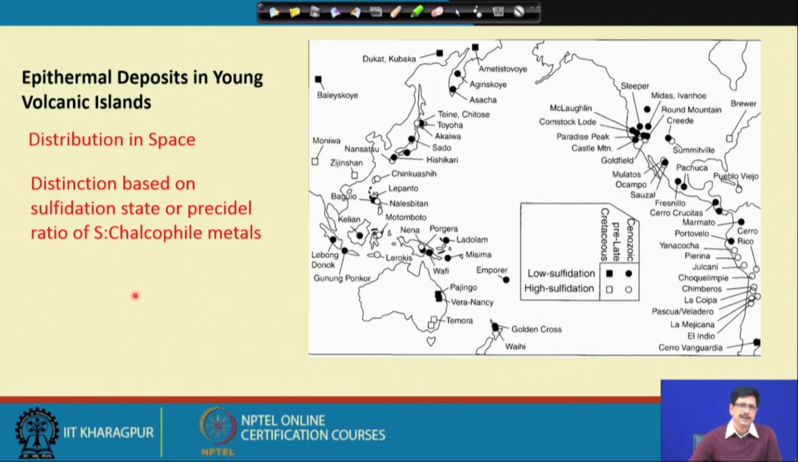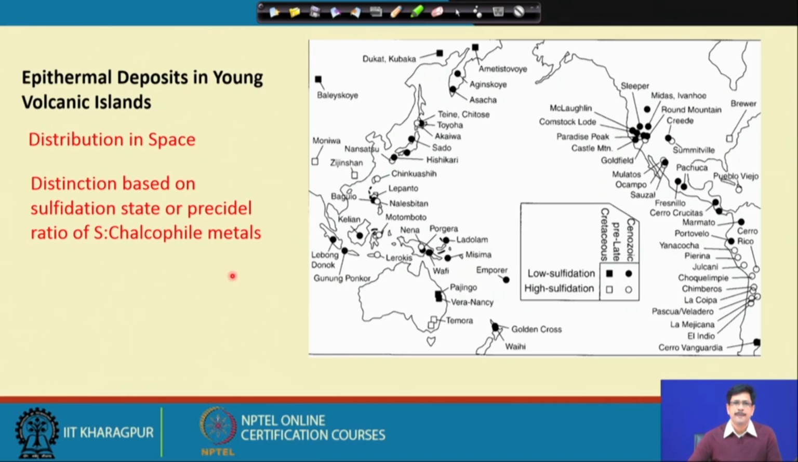It is not exactly that they contain a lot of sulfur, but the deposits essentially have a high sulfur versus chalcophile metals ratio, and their sulfidation state is higher. As expected, the high sulfidation deposits are likely to be dominated by pyrite or bornite mineralogy, whereas the low sulfidation ones will be pyrrhotite and arsenopyrite dominated mineralogy.